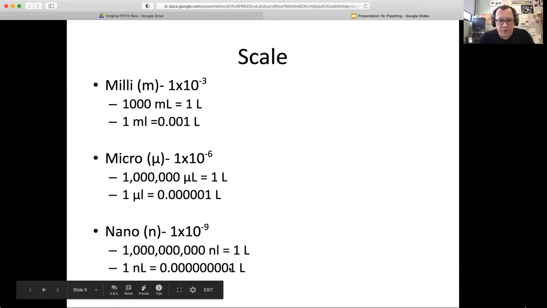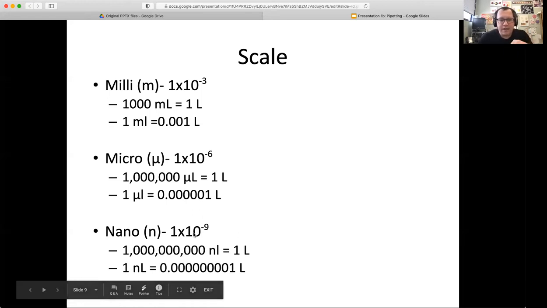Conversely, 1 nanoliter is 1 times 10 to the negative 9th liters. Okay, so that many decimal places. Again, this isn't something that's very practical, but it does happen every once in a while. And we deal with things like nanograms sometimes, so it's useful to know. We can also go even smaller.